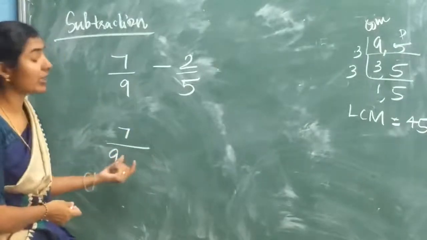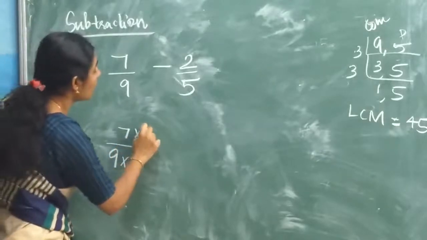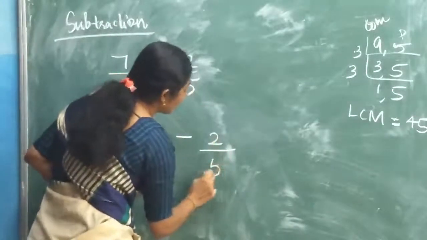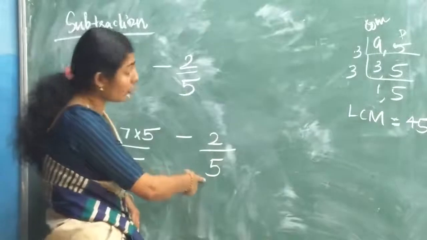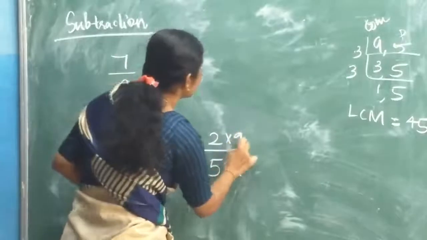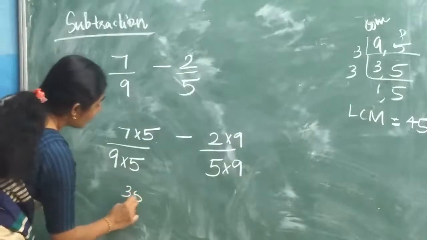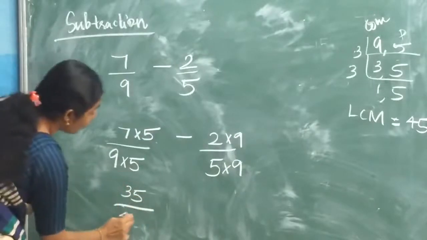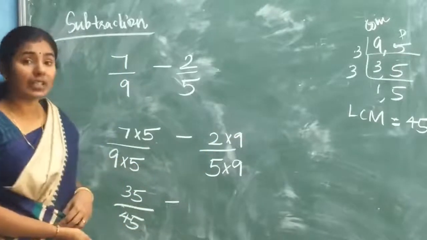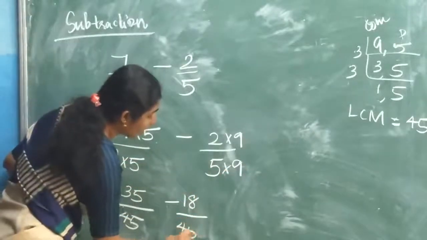9, how can you make it into 45? By multiplying by 5. The same you should multiply on the numerator. See the next rational number, 2 by 5. How do you make the denominator 45? Multiply it by 9. 5 9s are 45. The same number multiply on the numerator. Now we see what is 7 5s? 35. 9 5s are 45. Minus 2 9s are, what is that? 18. Divided by 5 9s are 45.